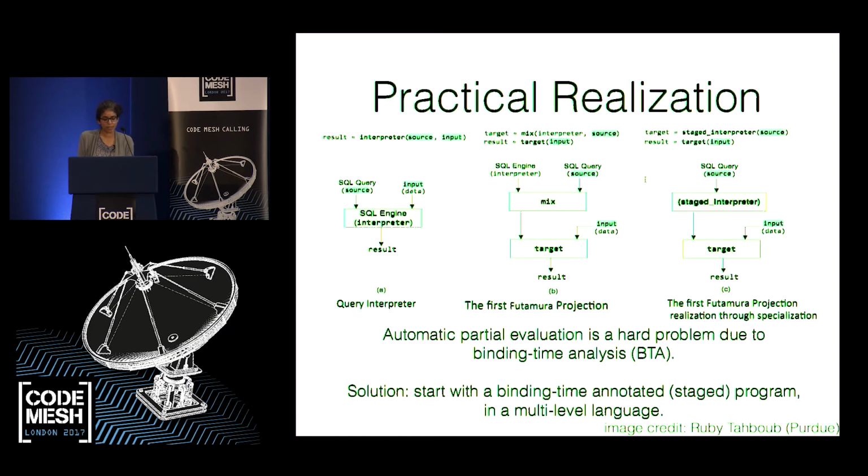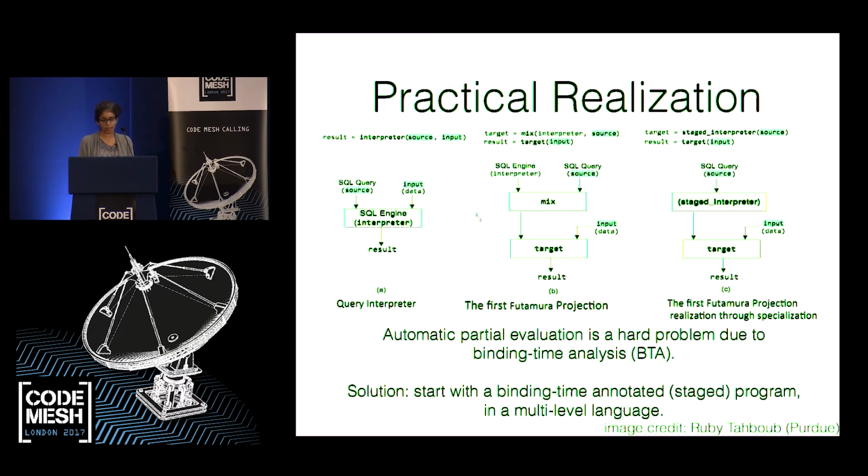In practice, partial evaluation is tricky to do automatically, especially because you have to do this binding time analysis to figure out whether I should execute an expression while doing the specialization, or defer it and generate code in the target. So one way around this is to say, well, we will do the binding time annotation manually, and have this multi-level language. That's the idea of staging.